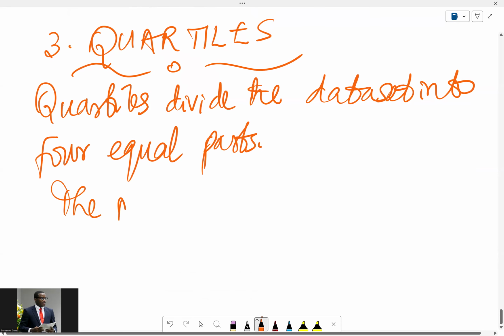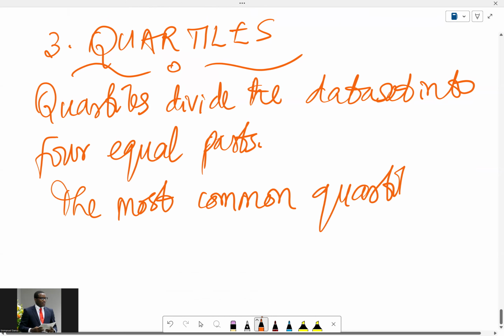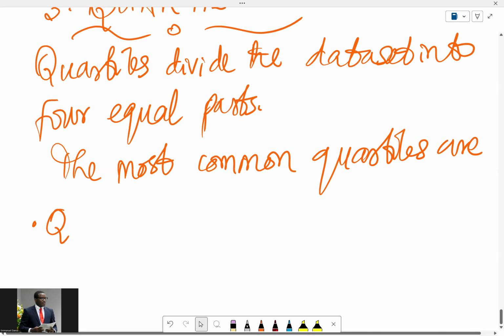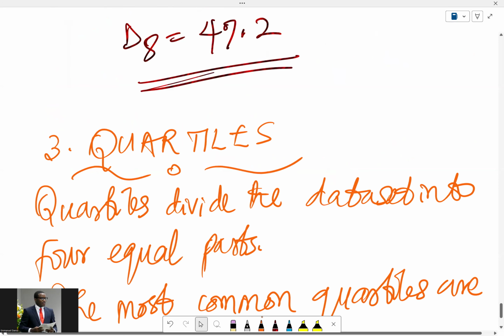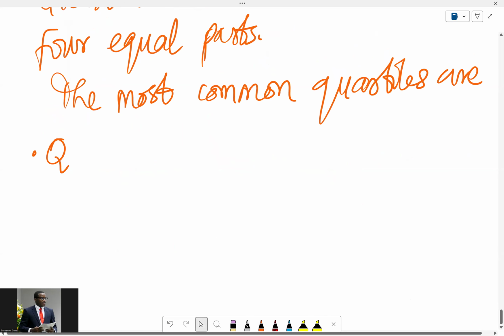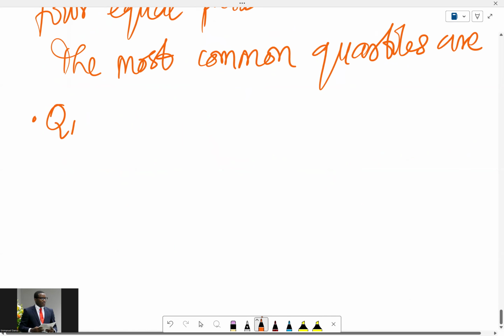So the most common quartiles are Q1. Just like I've been saying before, this would be 4 equal parts: first quartile, second quartile, third quartile, fourth quartile, normally. But most times we don't talk about the fourth quartile. We talk about the first quartile. Q1 is the first quartile.